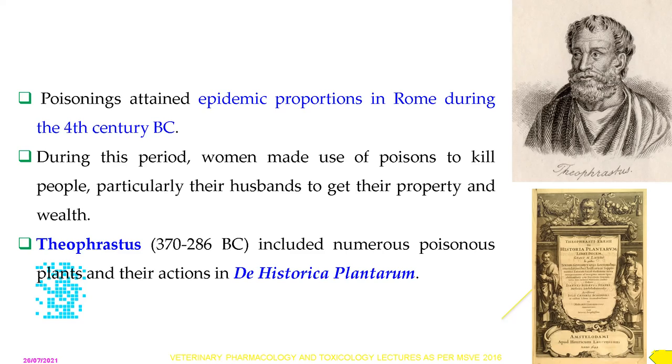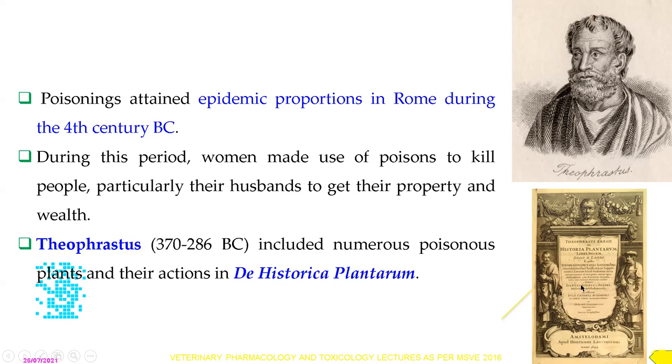Whereas Theophrastus, 372-286 before Christ, included numerous poisonous plants and their actions in his famous book, Historia Plantarum, especially the plant poisons and their actions. So Theophrastus is an ancient person who is included in this Historia Plantarum.